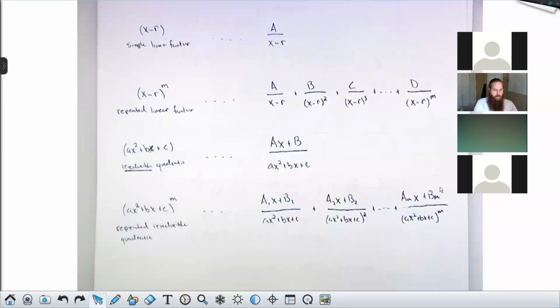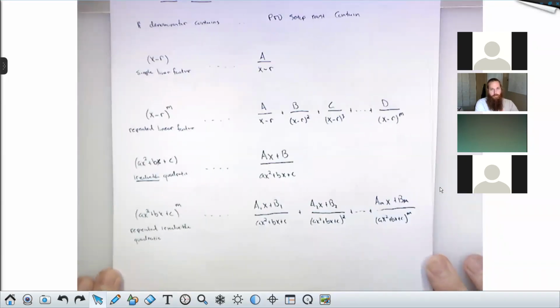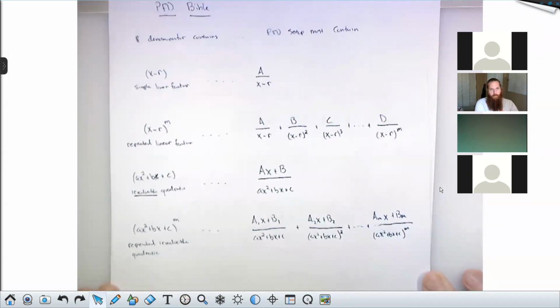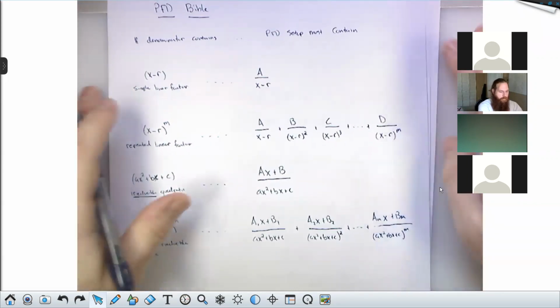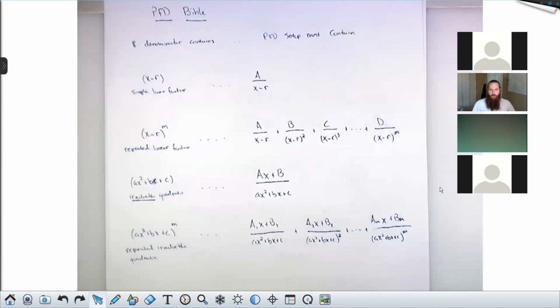So this last case is really unpleasant. You want to stay out of that if you can, but sometimes it happens. So this is your PFD Bible. I know that it looks a little bit complicated. As we work through examples, it'll make a little bit more sense. For now, I'd just like you to get this into your notes so that you can refer back to it to remind yourself.